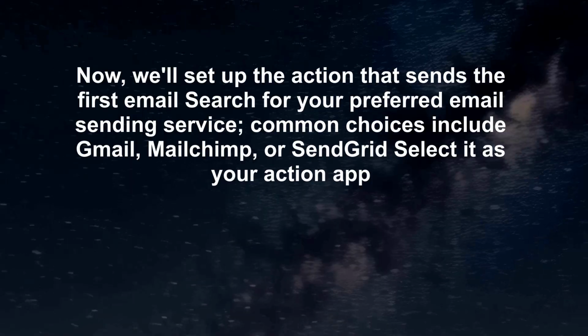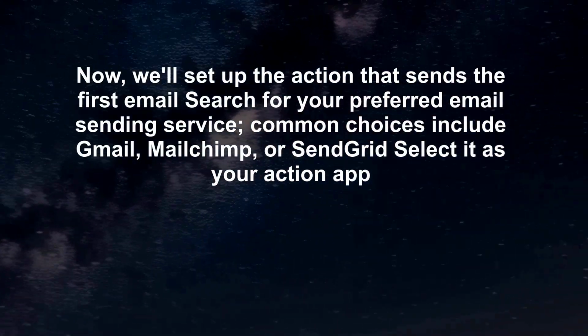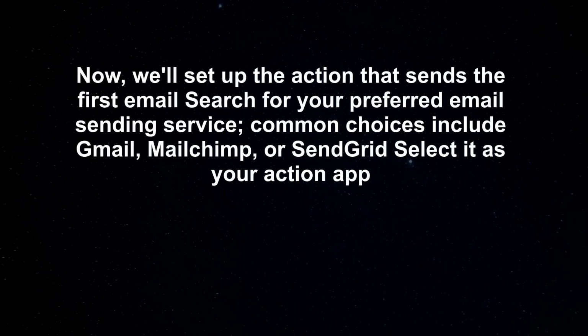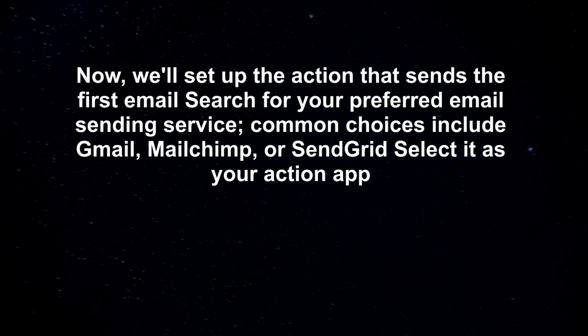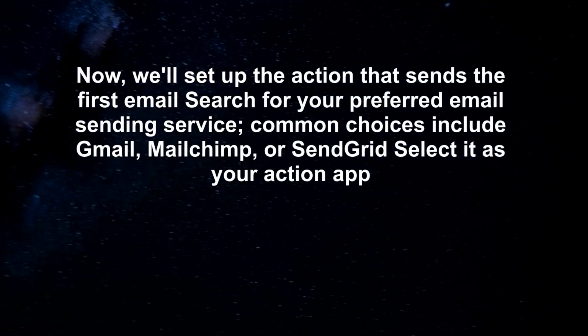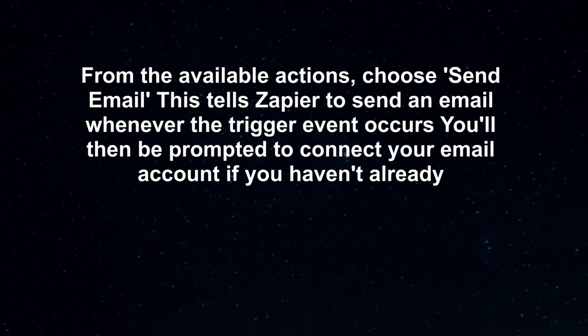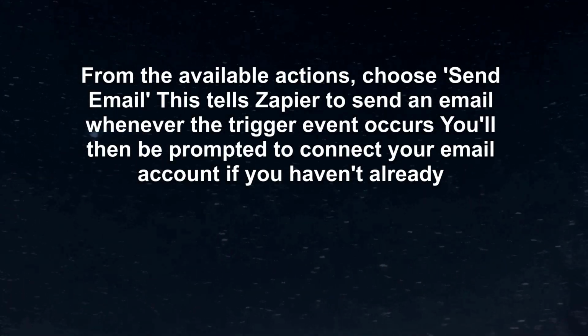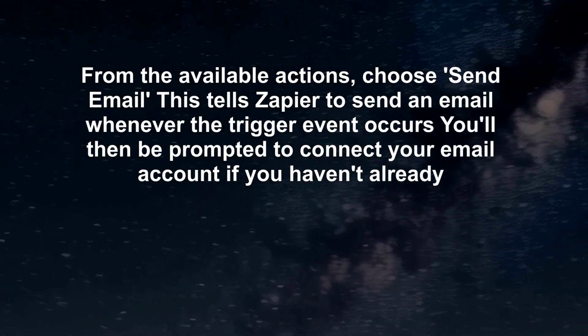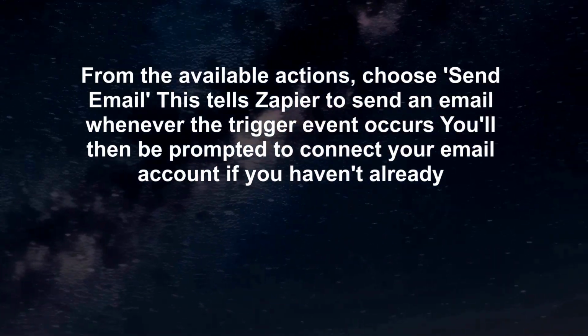Now, we'll set up the action that sends the first email. Search for your preferred email sending service. Common choices include Gmail, Mailchimp, or SendGrid. Select it as your action app. From the available actions, choose Send Email. This tells Zapier to send an email whenever the trigger event occurs.